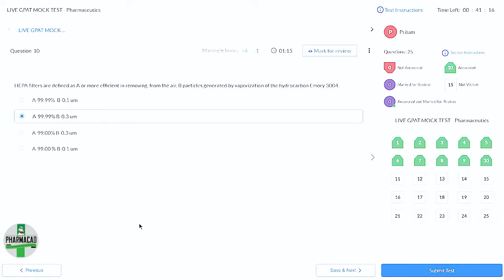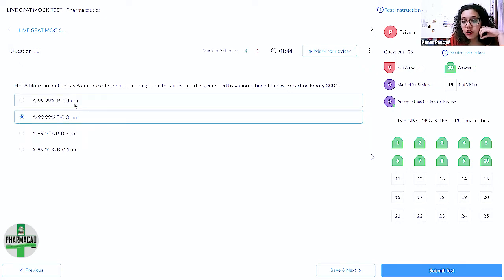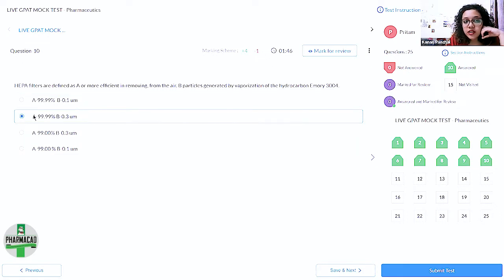ये भी parenterals में ही सिखाया है. Production में सिखाया, parenterals के production section में. And तभी भी मैंने बोला था, remember this. ये तो easily याद रह जाएगा, 99.99%, just like Dettol. But ये याद रखना है, 0.3 micrometer का particles निकालेगा. 0.3 micrometer मतलब 300 nanometer. उतने बड़े particles वो निकाल सकता है. 0.1 is very small. ठीक है? So it is this. Understood? Yes, ma'am. Good.